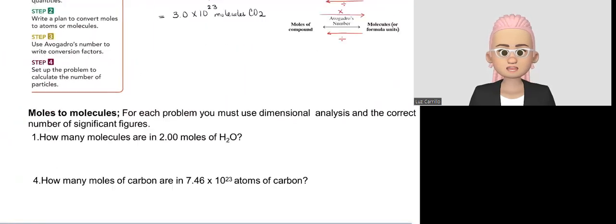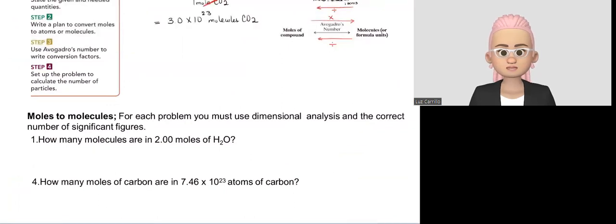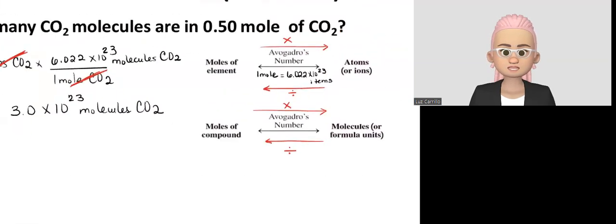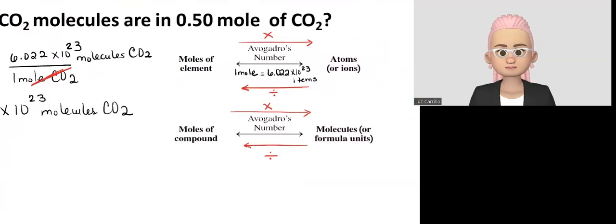In the bottom of the slide, you can see that we also have 2 problems. I'm going to do specifically problem 4. As you can see in problem 4, it reads, how many moles of carbon are in 7.46 times 10 to the 23rd atoms of carbon? So in this case, if I relate it to what I have here, I am given atoms of an element and I need to convert to moles of an element. And when I'm going in this direction, as you can observe, I'm going to divide by Avogadro's number.